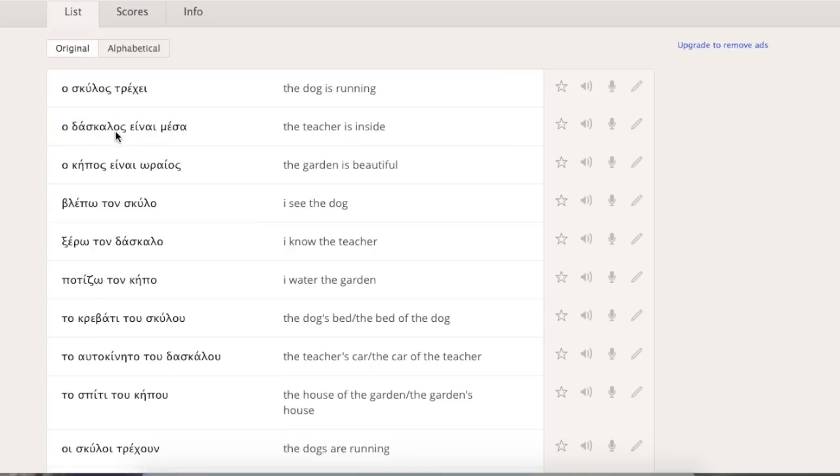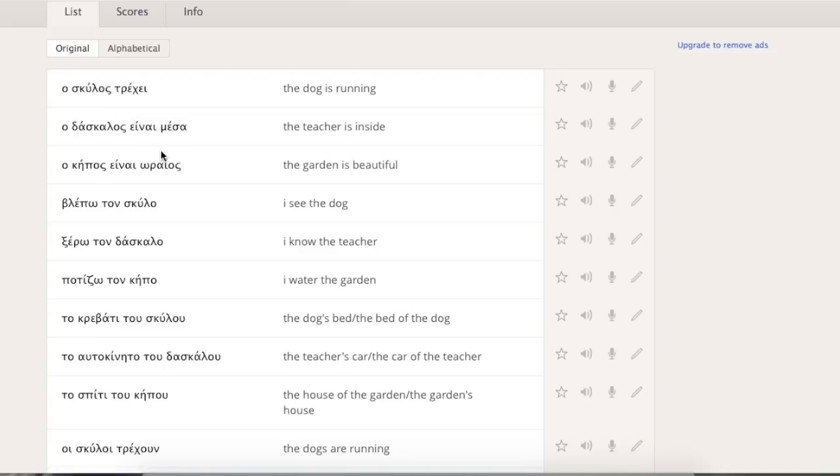Okay? So let's see another example with the word teacher. Ο δάσκαλος, teacher, είναι, is, μέσα, inside. So here again we have the, represented by o, and δάσκαλος, teacher, ends with os, is our subject again. And how do we find the subject? We say who is inside? The teacher.